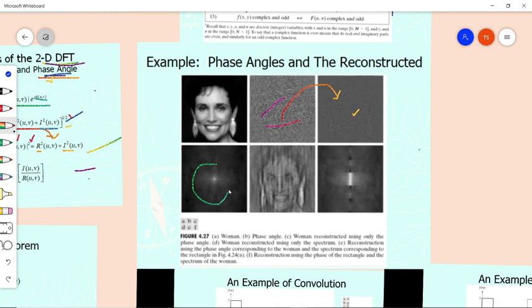Then if you apply the reconstruction of phase angle corresponding to the spectrum corresponding to the rectangle, upon this spectrum, if you apply the rectangle spectrum, then you will see this image. Then if you reconstruct using the phase of the rectangle spectrum, then this is the spectrum image of this one. So these many modifications from this image we can get by applying phase angles and by the reconstruction.